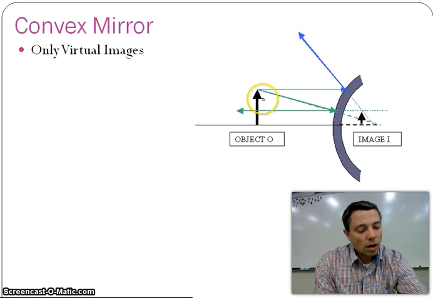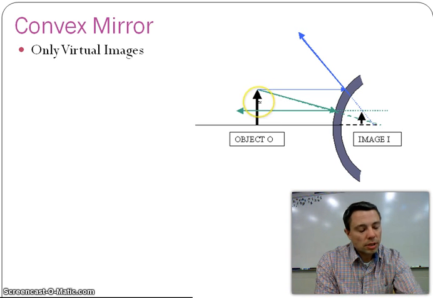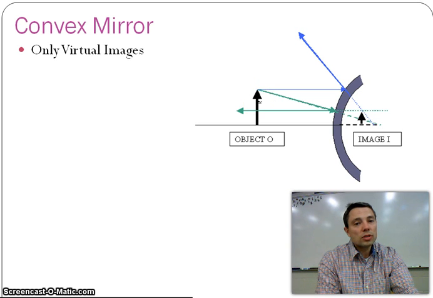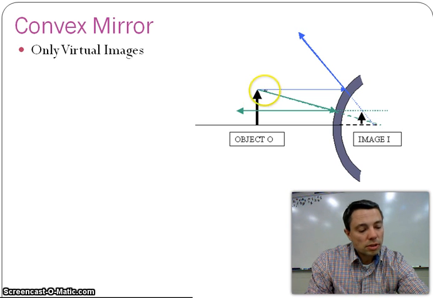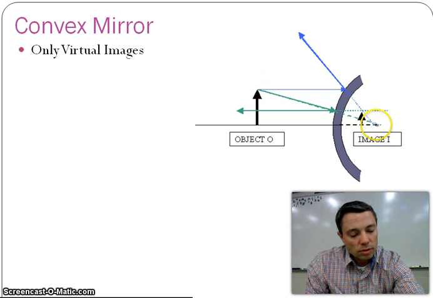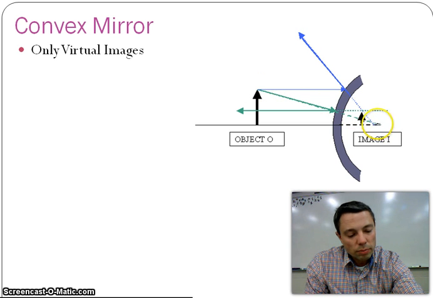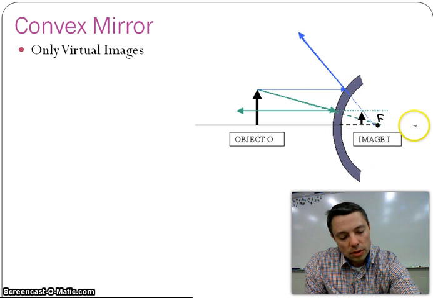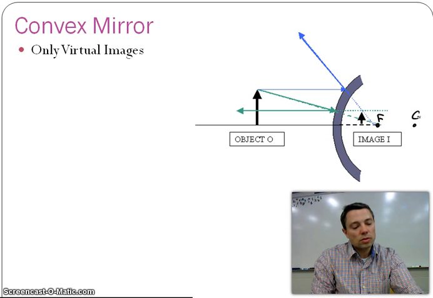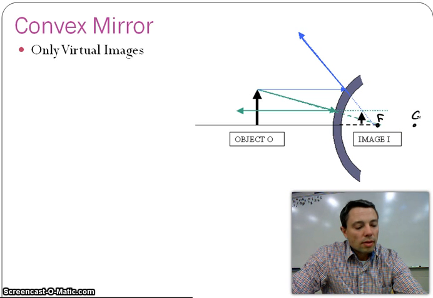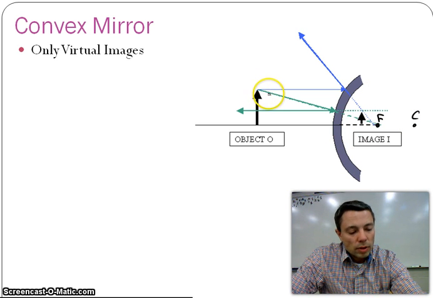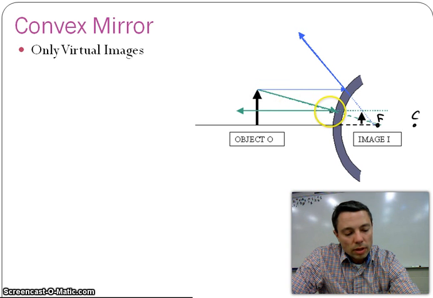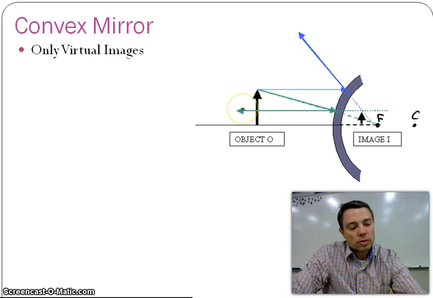So here we have our arrow, and our arrow represents our object. Our rules for drawing a ray diagram are going to be very similar. There's got to be a focal point back here someplace, so this is going to be my focal point. There'd be a center of curvature out here at some point as well. The first ray is the one that we direct at the focal point, okay, so it comes at the focal point, and it'll come back parallel to our principal axis.